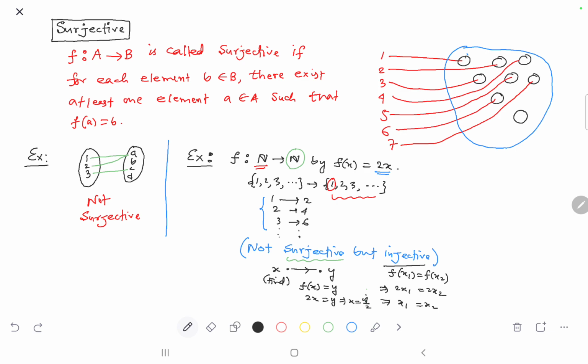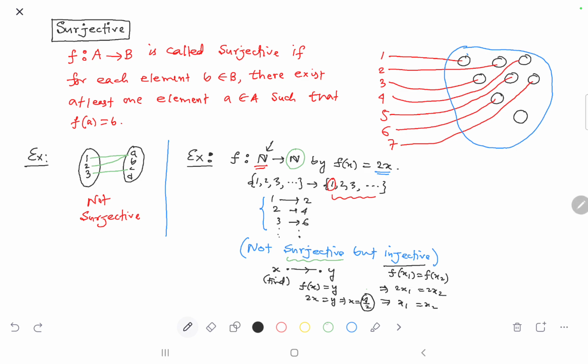Now this x, I mean y divided by 2, needs to belong to the set A for all y. But it is not possible. It is only possible if you take y even. Any question so far? No, it's very clear.